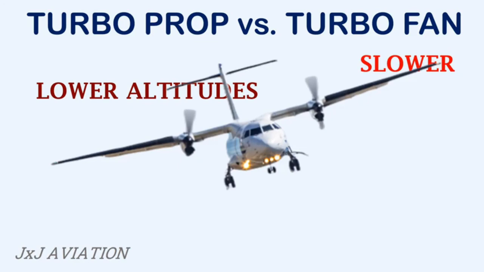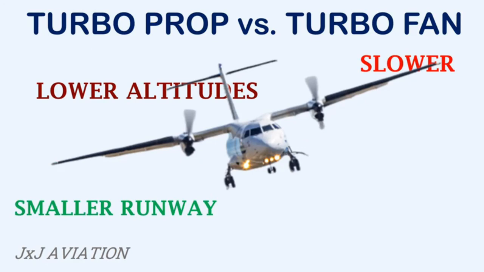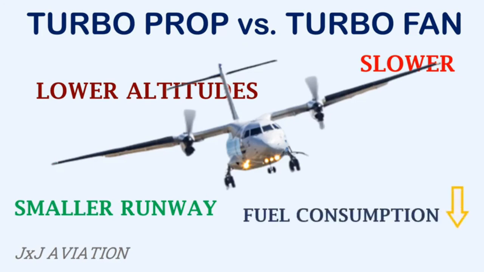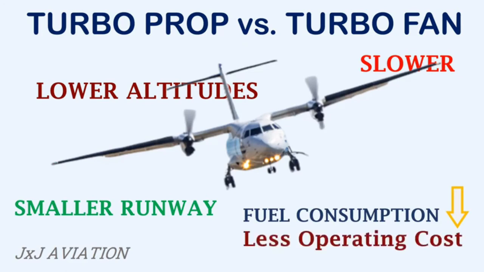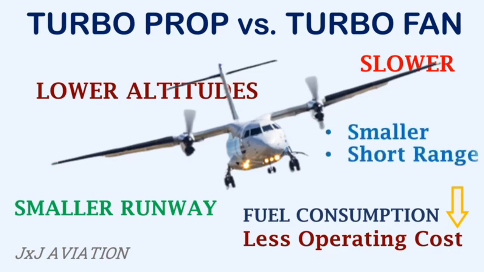Aircraft with turboprop engines can take off and land on a smaller runway. But the biggest advantage of a turboprop is that the fuel consumption is much less when operated on short routes. This means less operating cost for the company. So turboprop aircraft can be found on smaller, short-range aircraft, as they are most efficient for these kinds of operations.